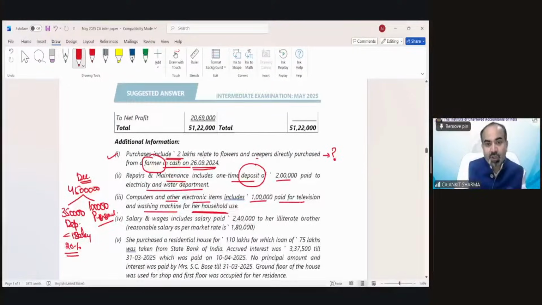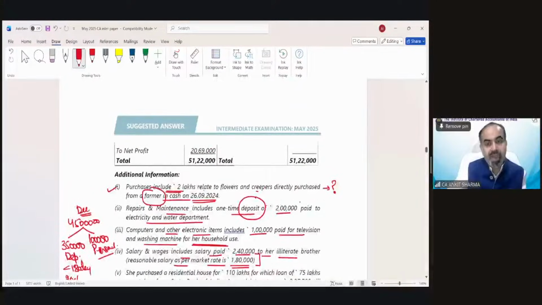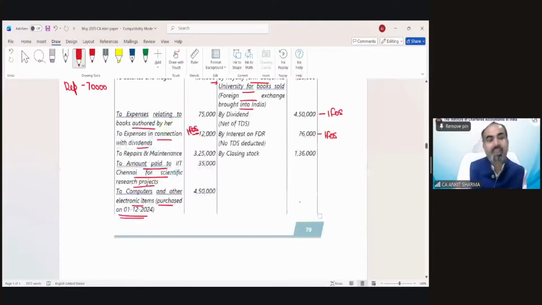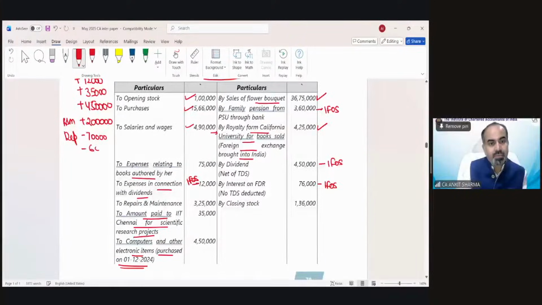Salary and wages include salary paid of 2,40,000 to her illiterate brother. Reasonable salary as per market rate is 1,80,000. So the excess payment needs to be disallowed. Payment to a relative exceeding the market value, that would be 60,000. Add back.